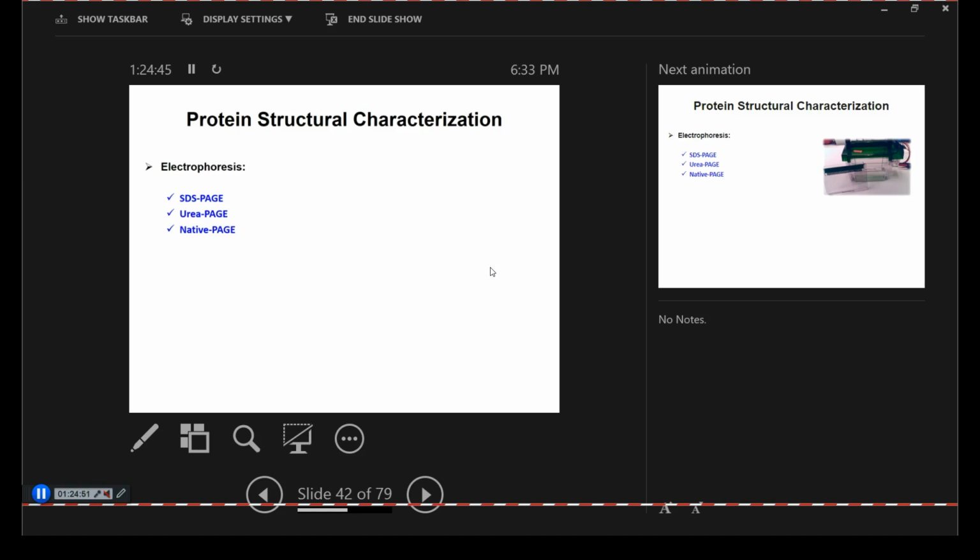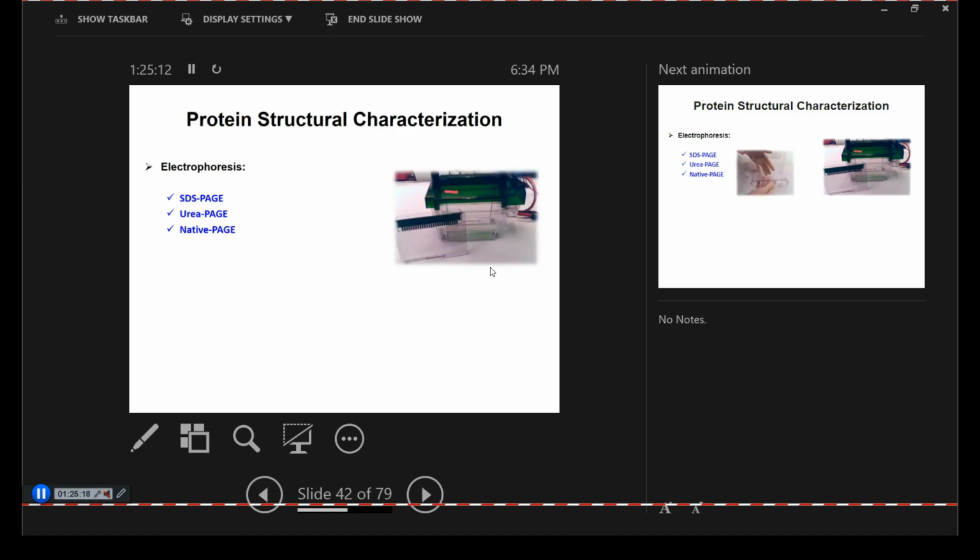By having a net negative charge on the protein, when I apply the voltage to run the gel, all of them are going in one direction, going through the porous gel based on molecular weight. In urea-PAGE, my protein is running and separating based on charge to molecular weight ratio.